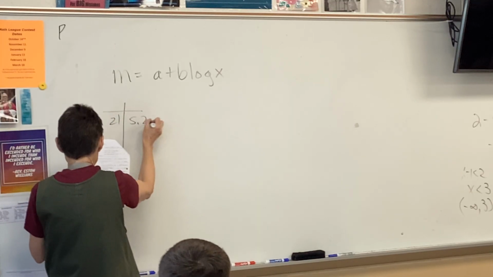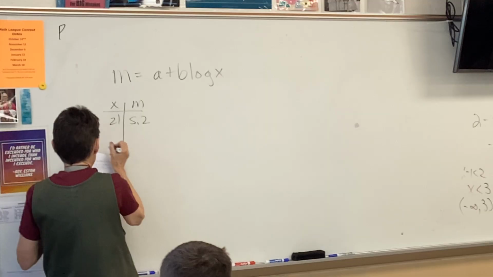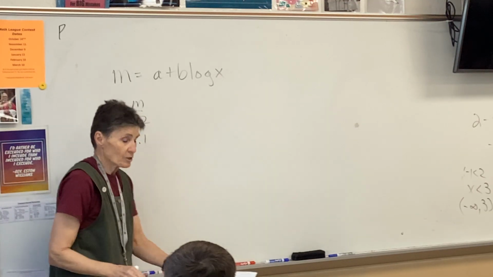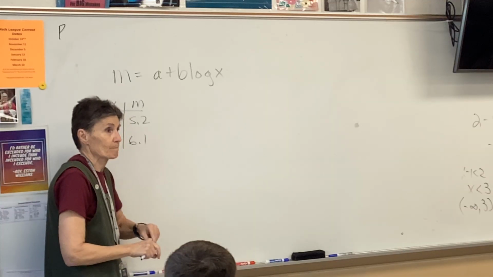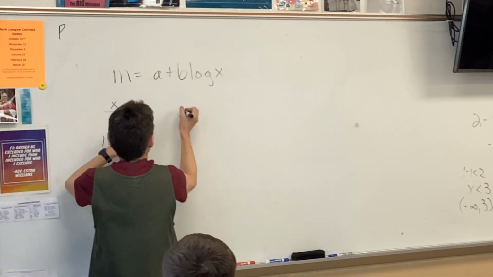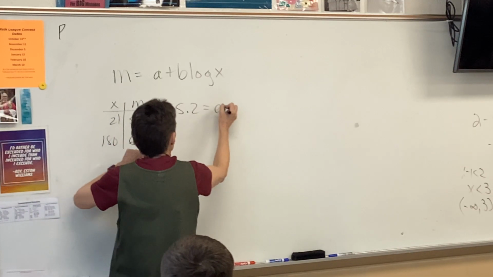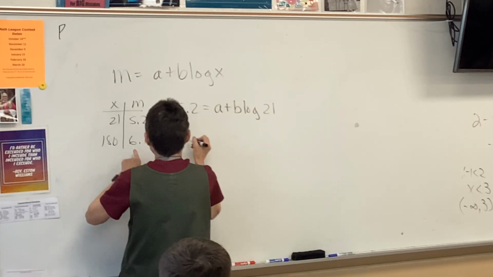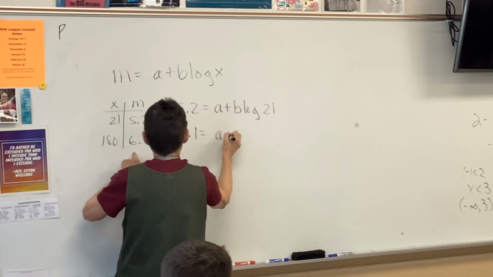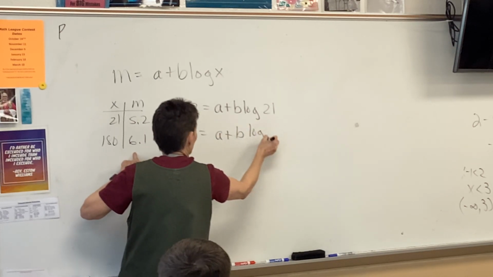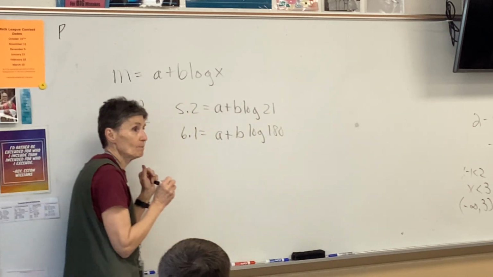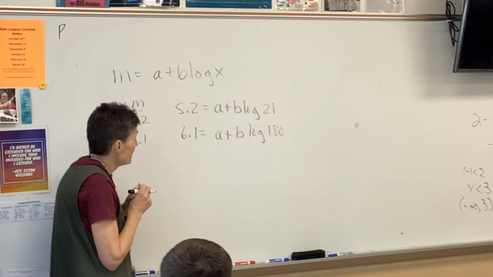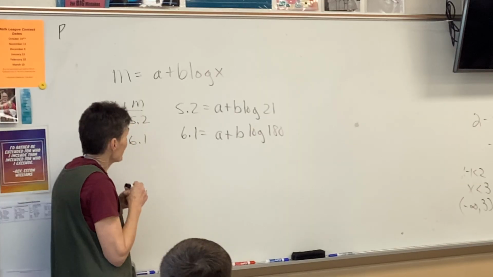21, 5.2, and 180, 6.1. Okay, so did you set up a couple of equations? And so 5.2 equals A plus B log 21, and 6.1 equals A plus B log 180. Is that okay with everyone? Okay, so we got a little system of equations, and we're going to solve that system.